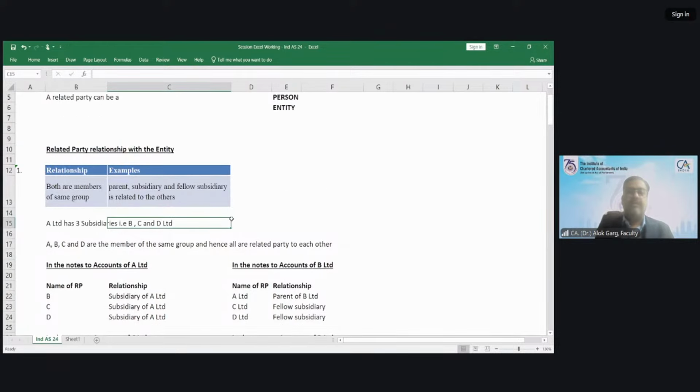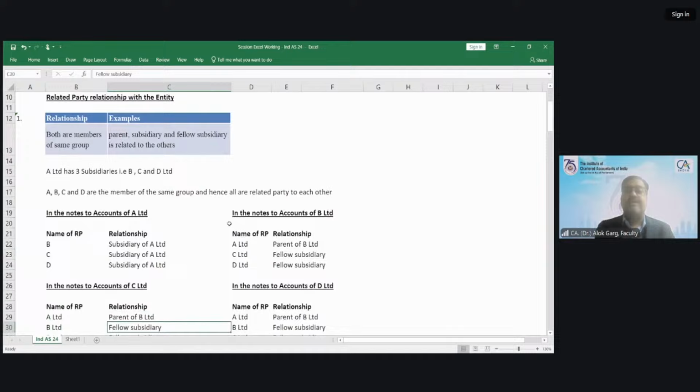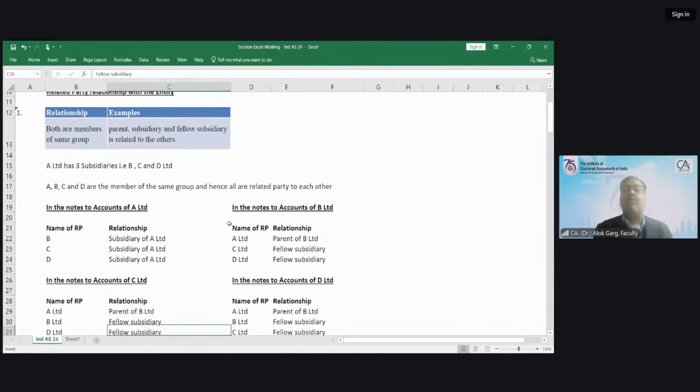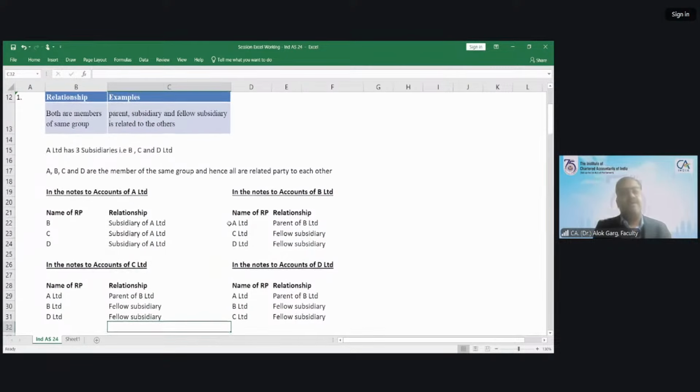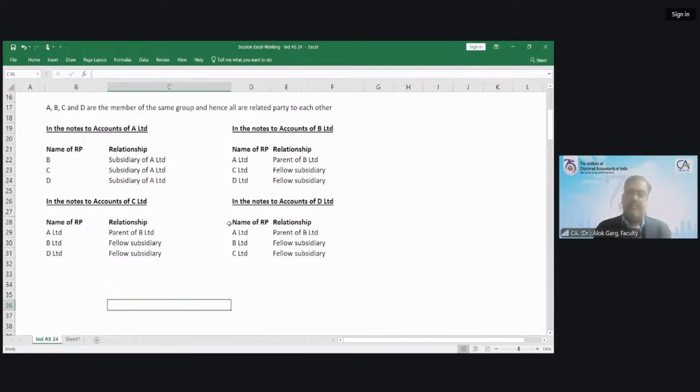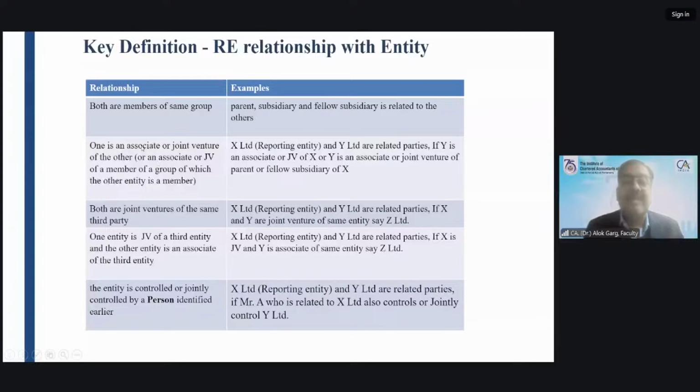So first we discussed relationship. Both are members of the same group, like parent, subsidiary and fellow subsidiary. Now let's go to the second part. One is an associate or JV of the other, or an associate or JV of a member of a group of which the other entity is a member. My God, what is it saying?